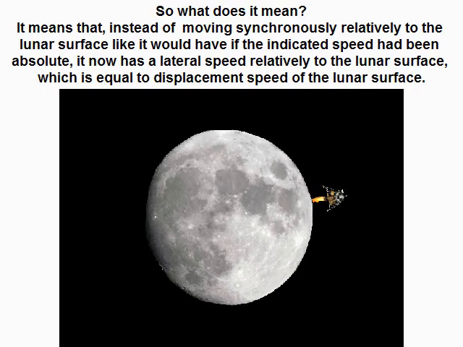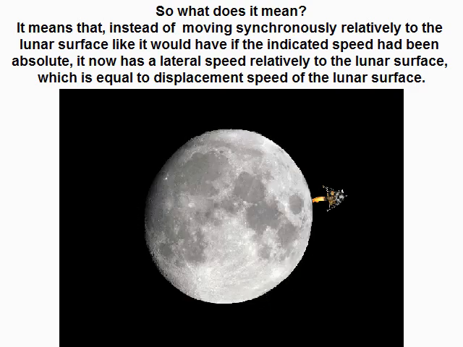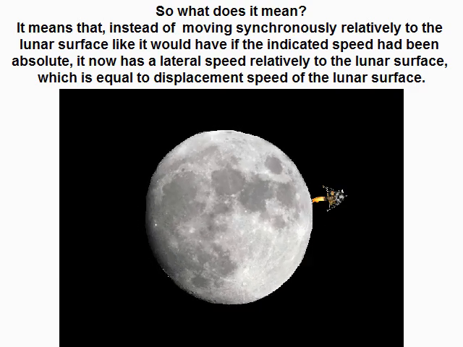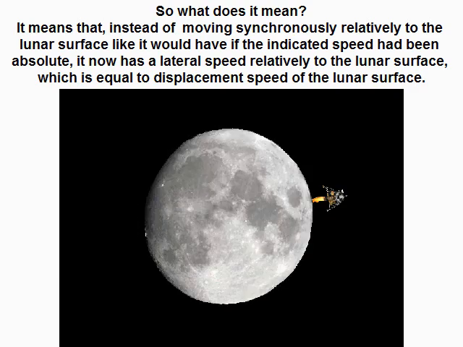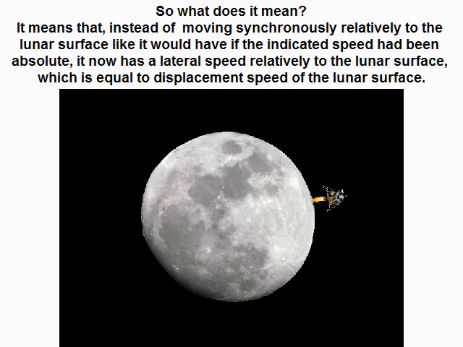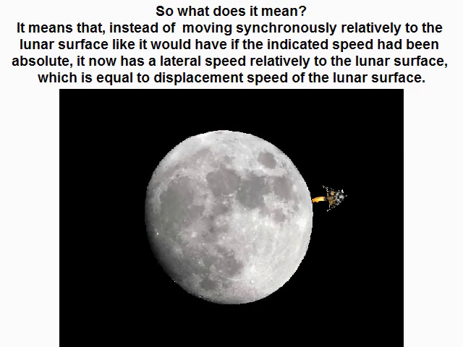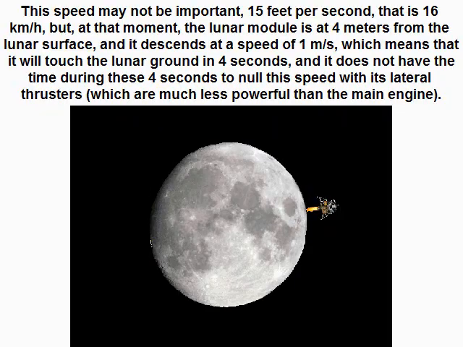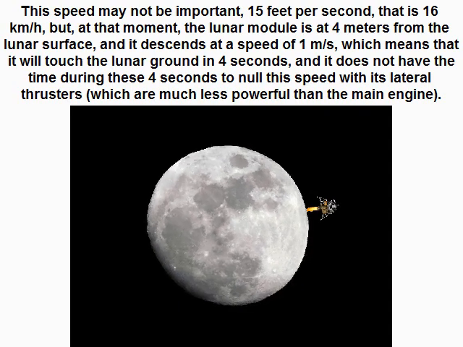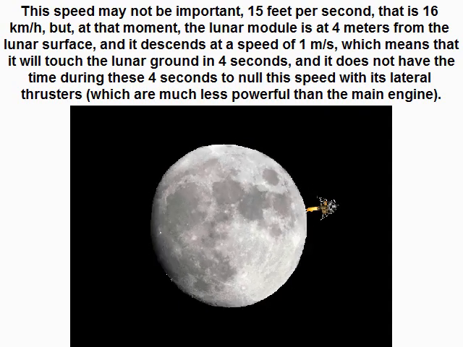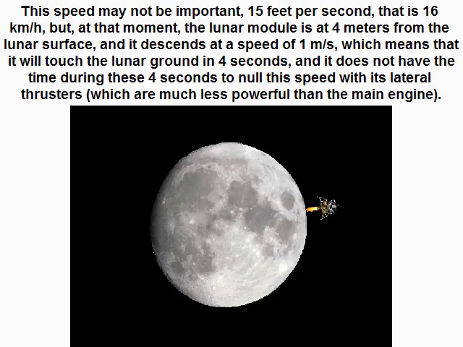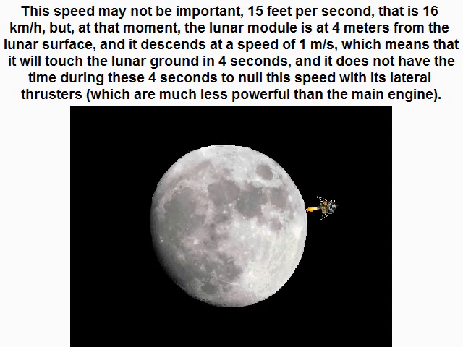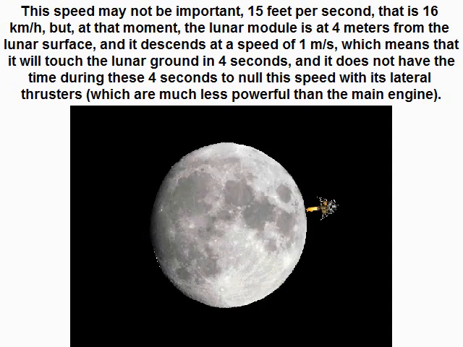So what does it mean? It means that instead of moving synchronously relatively to the lunar surface like it would have if the indicated speed had been absolute, it now has a lateral speed relatively to the lunar surface, which is equal to the displacement speed of the lunar surface. This speed may not seem important, 15 feet per second, that is 16 kilometers per hour, but at that moment the lunar module is at 4 meters from the lunar surface, and it descends at a speed of 1 meter per second, which means that it will touch the lunar ground in 4 seconds.